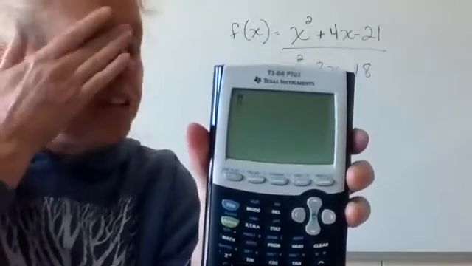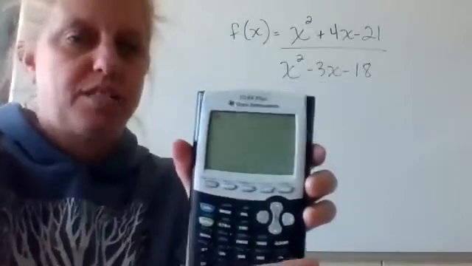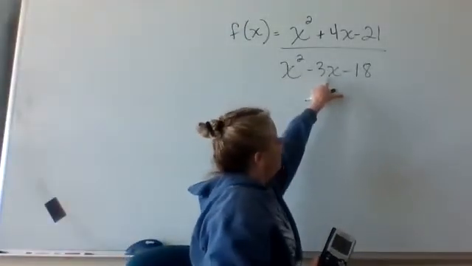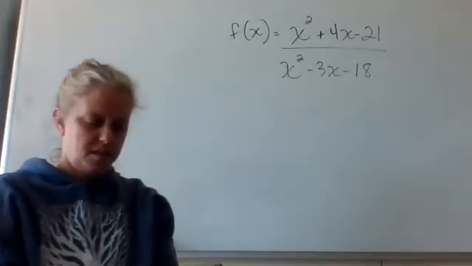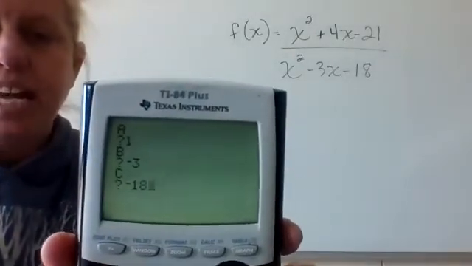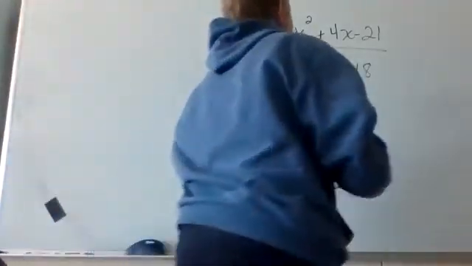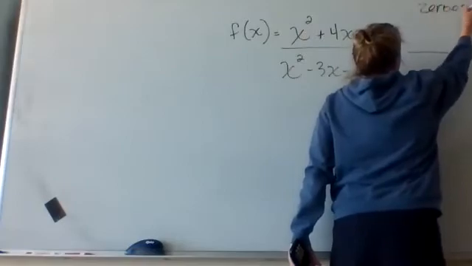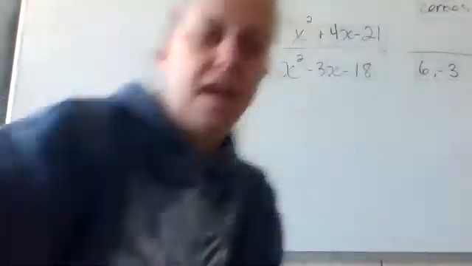I'll find the zeros of the denominator first, because those are the ones that are going to make the vertical asymptotes. So my A, B, and C would be 1, -3, and -18. So the zeros of the denominator are 6 and -3. So there are the zeros of that denominator.